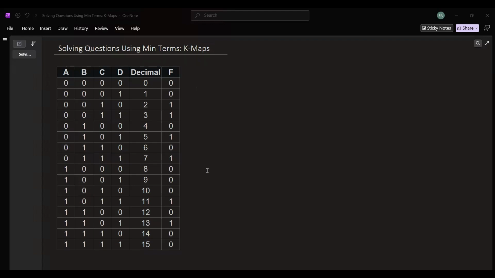We are going to solve questions using K-maps, but first of all, we are going to start with min terms. Instead of doing random questions, I'm going to teach you an important question that most of the times comes to the exams, and it's a little bit tricky too. Here the question is, we are going to find a specific logic gate system.